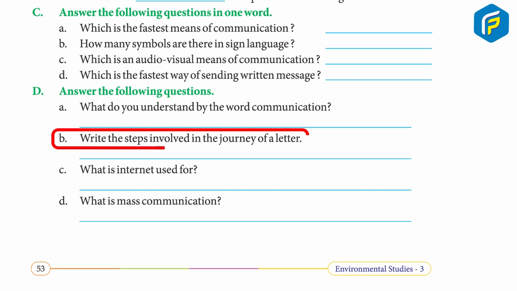B. Write the steps involved in the journey of a letter. Answer: 1. We write the letter on plain paper and put it in a stamped envelope. 2. Then we write the address of the person to whom we want to send the letter. 3. Now drop the letter in a letter box. 4. The postman collects letters from the letter box.